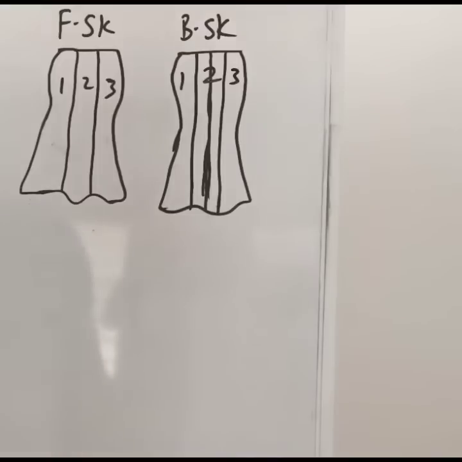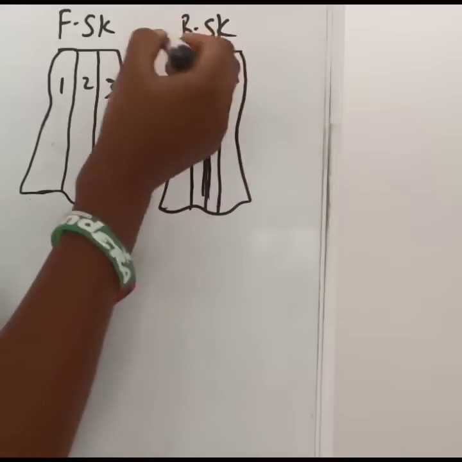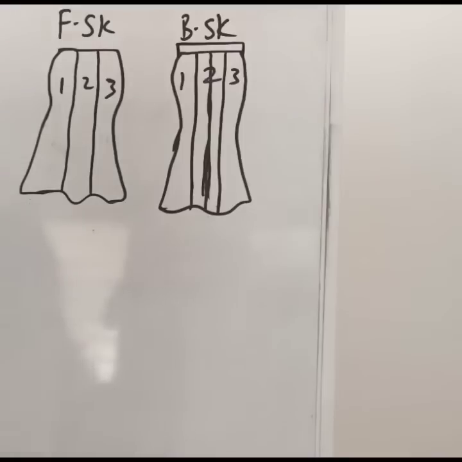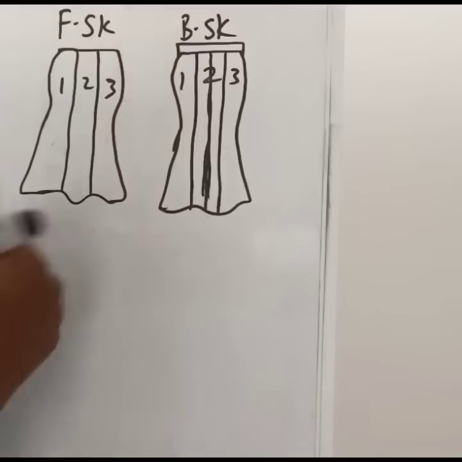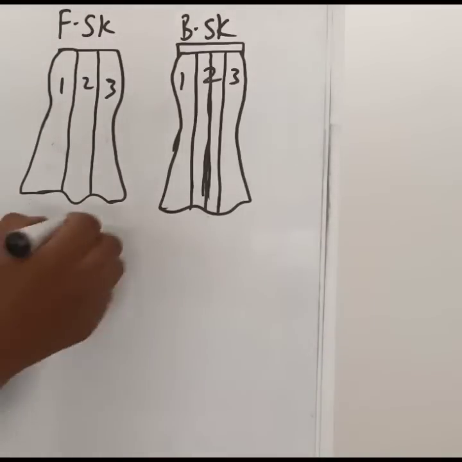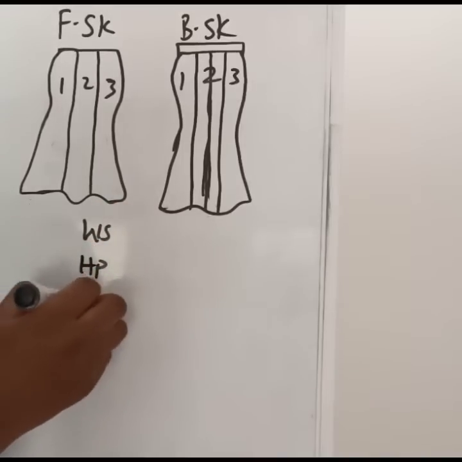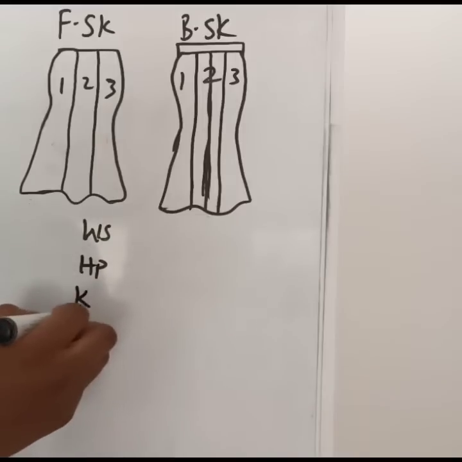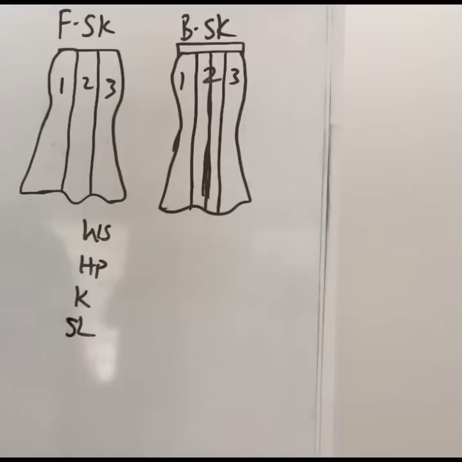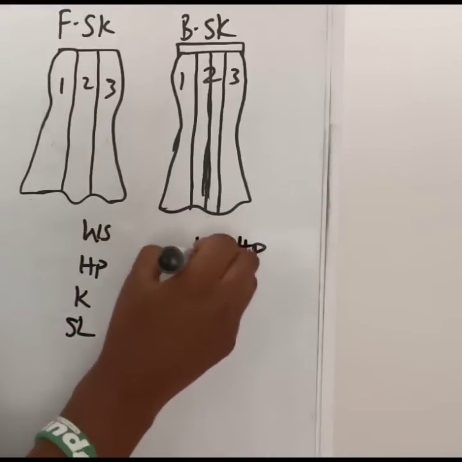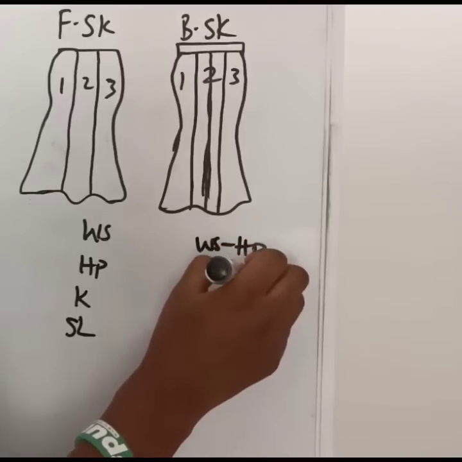So there are different ways you can draft the 6 pieces skirt. You can draft it without band, and also you can draft it with a band. Now, how do you calculate the 6 pieces skirt? The measurements you'll be needing for a 6 pieces skirt are the waist measurement, the hip measurement, the knee measurement, and then the skirt length. Also, you'll be needing the waist to hip, the waist to knee.